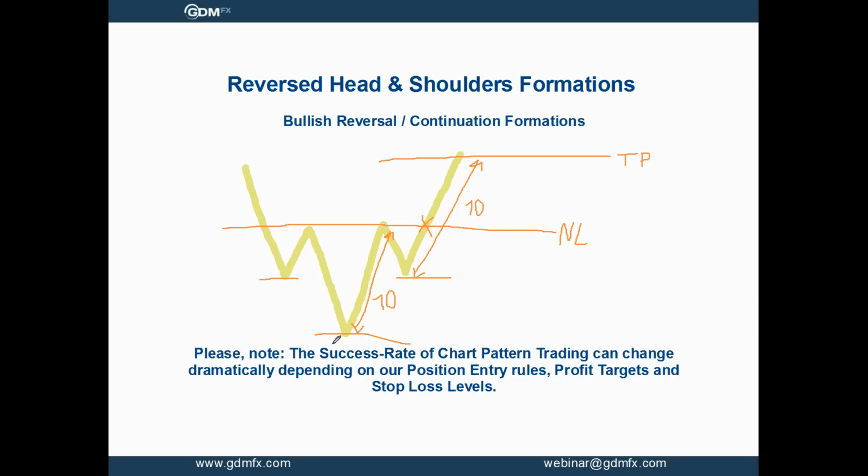Our stop loss can be placed below the head, all the way down here, if we want to have a higher success rate but are willing at the same time to risk losing more pips. Or we can put it above the two shoulders as well. This will give us a lower success rate, but every time we lose, we're going to lose a smaller amount of pips and obviously a smaller amount of cash as well.